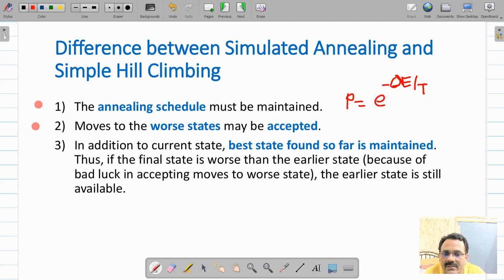The third point is that, in addition to the current state, the best state found so far is also maintained. You have to store the earlier best states. That was not the case in the hill climbing search algorithm. Therefore, if the final state is worse than some earlier state, that earlier state can be returned. So that will be available to the algorithm.